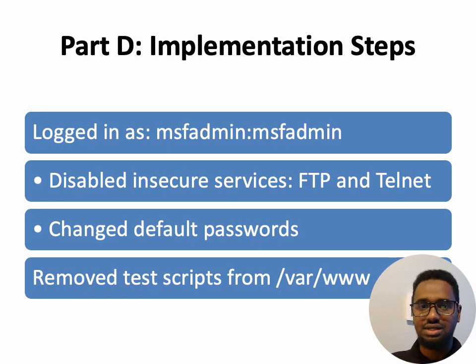For this phase, I logged into the Metasploitable2 virtual machine locally using the default credentials: msfadmin, and the password is also msfadmin. The first step was to disable insecure services like FTP and Telnet using the following commands: sudo service vsftpd stop. Also, I'm going to type in the Kali Linux terminal sudo service telnet stop. So you are able to stop those two services on your machine.